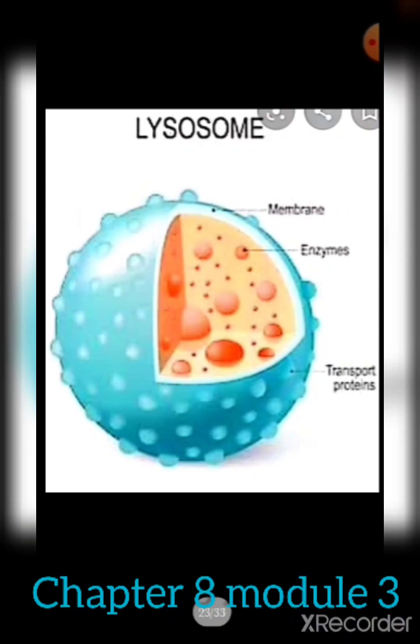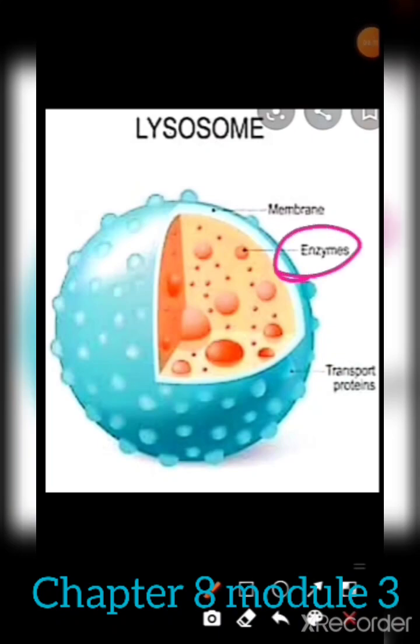Next one is lysosome. It is suicidal bag. So it is having enzymes. These are protein digesting, mainly cell digesting. It is cell digesting enzymes. The worn out cell and cell organelles get digested by these enzymes. These are hydrolytic enzymes. And transport proteins are there. It is the coating of lysosome, protein coating. Membrane is there.